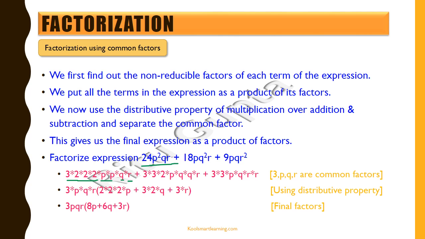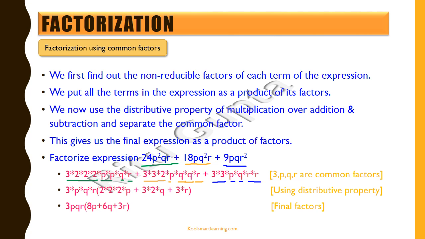Now we take the second term, which is 18pq square r. We write this term in a similar way, and it becomes 3 into 3 into 2 into p into q, and then multiply that with r. And now we take the third term, which is 9pqr square. Again we write this term as a product of its factors, which makes it 3 into 3 into p into q into r into r.